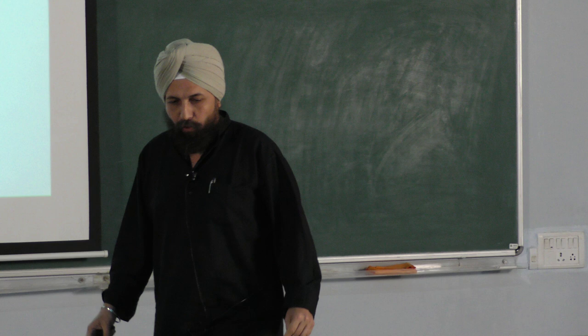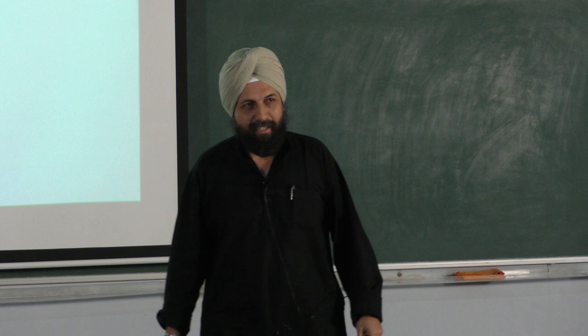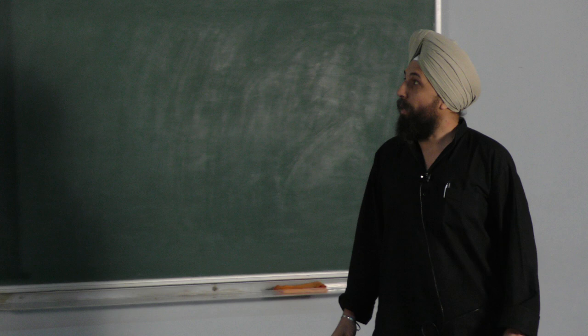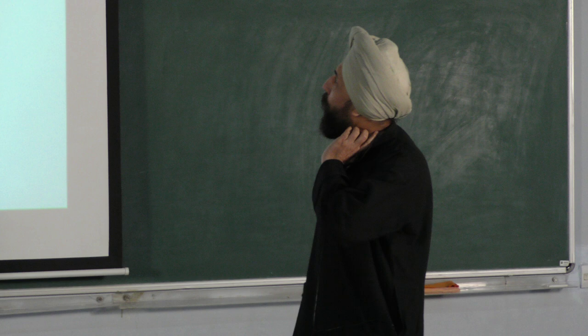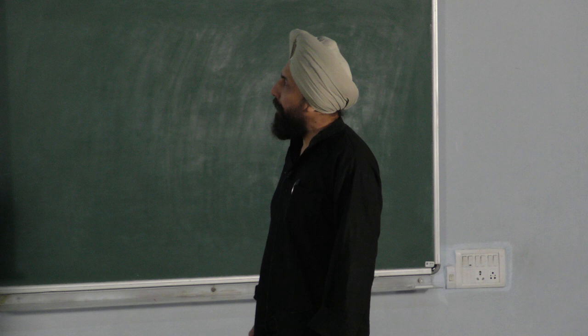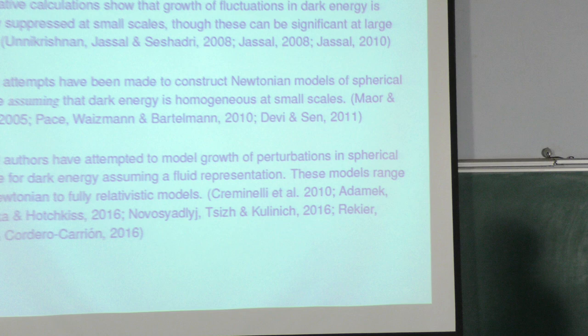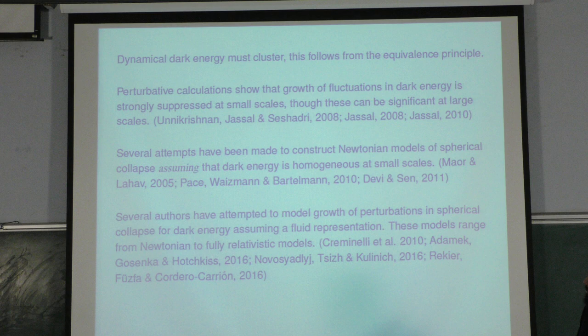I'll talk about an ongoing project, which is dark energy perturbations beyond the perturbative regime. So trying to look at it as exactly as we can. We know that dynamical dark energy must cluster. This follows from the equivalence principle. And perturbative calculations, which have been done by many people, show that the growth of fluctuations in dark energy is strongly suppressed at small scales, though these can be fairly significant at larger scales.